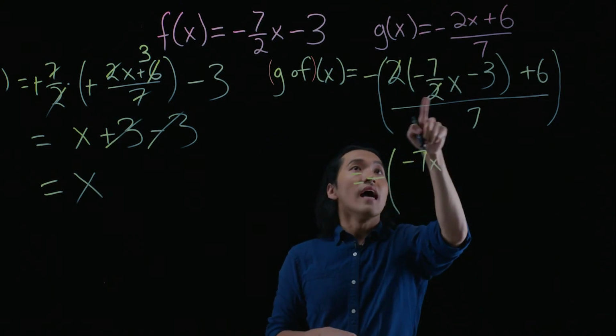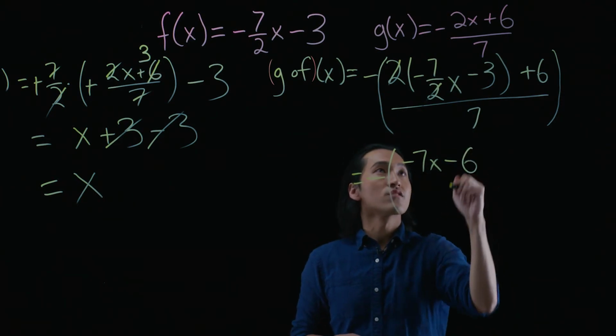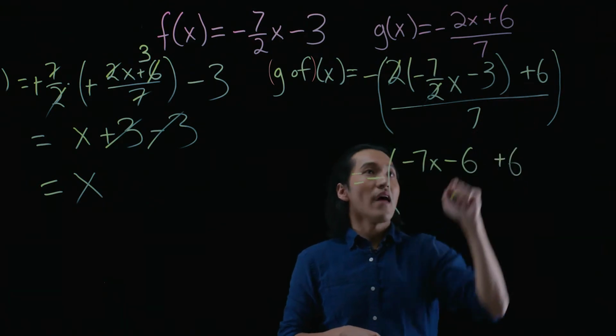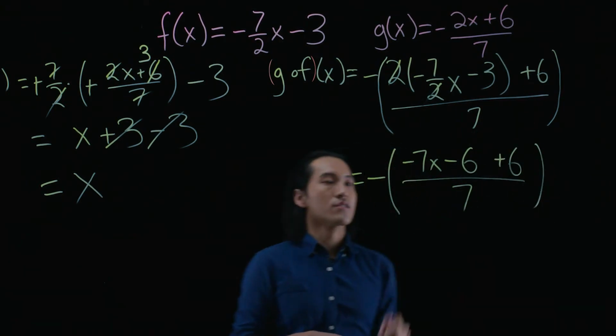x. And then the 2, remember, like I said, has to multiply the negative 3. That becomes a negative 6. The 6 here still stays the same. We just drop that down. All of it is still all over 7 in parentheses.